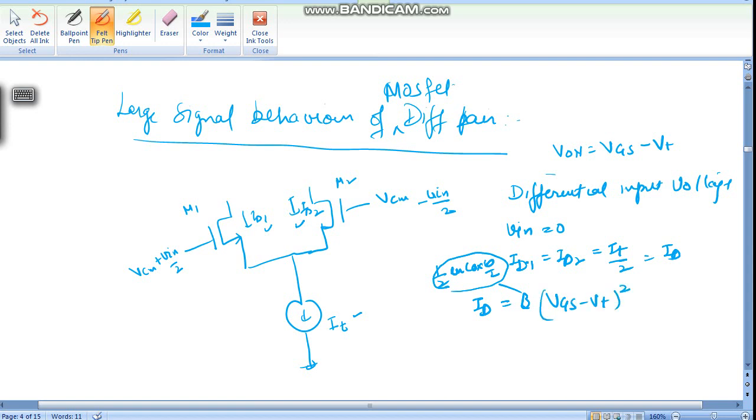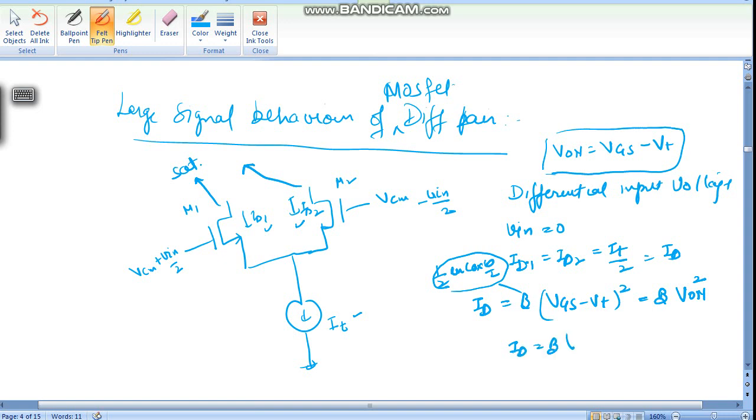So these devices are in saturation region. So we can write it like V on square. So this is V on. We are considering V on equals to VGS minus VT. So ID equals beta V on square. So this is our initial condition.